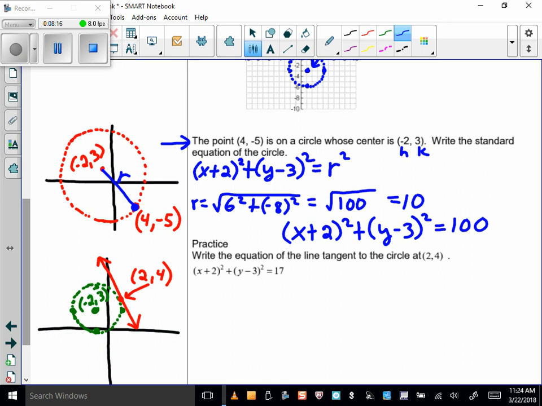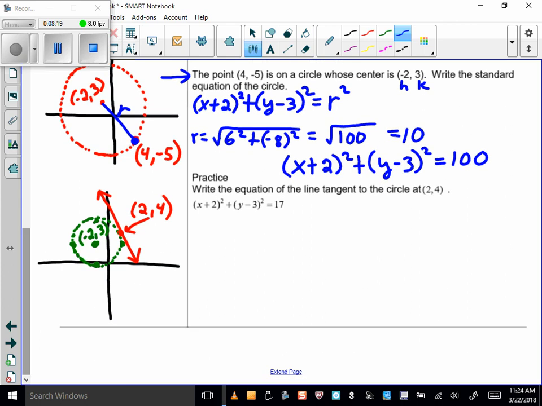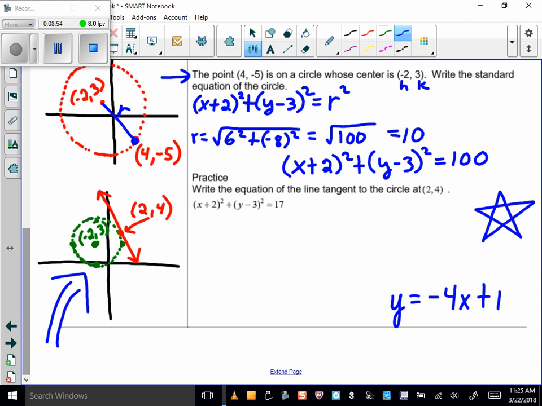Okay, next one. Write the equation of the line tangent to a circle at 2, 4. You know what? I want you to pause right here. Please draw this sketch that I have here. And I want you to do this problem. I'm not going to put the solution up yet because some of you will figure this out. Actually, what I'll do is I'll tell you what the answer is, and I want you to see if you can figure out how to do it. The equation of this tangent line is y equals -4x plus 12.